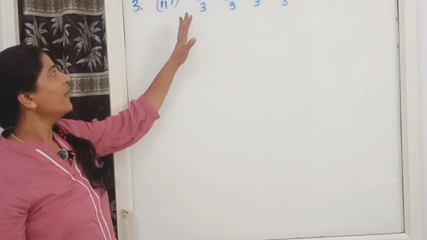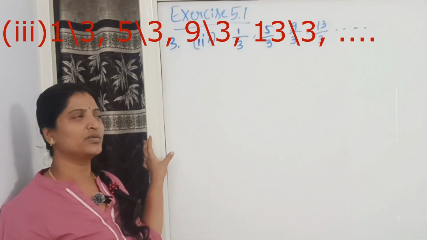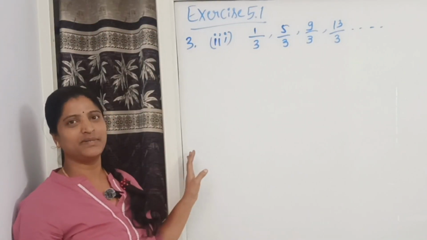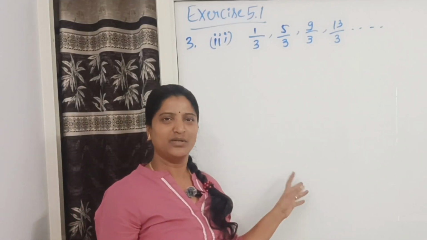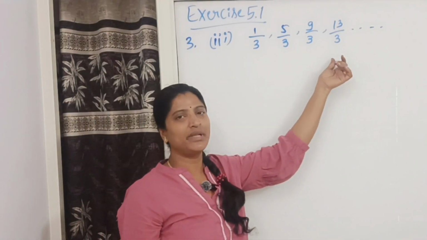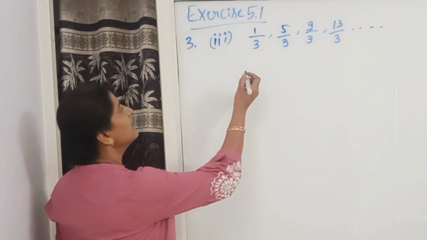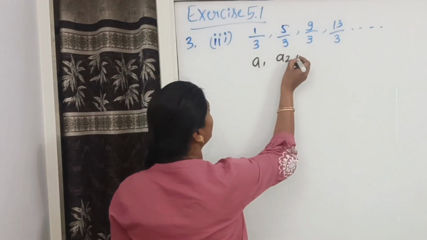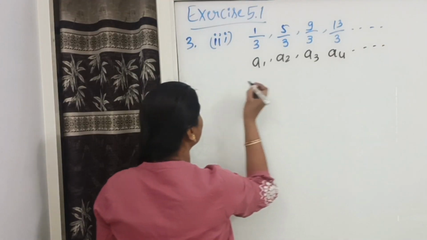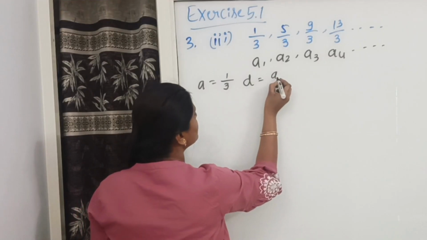Let us see two more sums here. Children, the third one is 1 by 3, 5 by 3, 9 by 3, 13 by 3. By seeing this only, fractions are given, is it not? Most of the children think, oh, it is better not to touch this big sum. But really, observe properly: if the denominator is equal, we can go through easily. Come, let us see. And this is nothing but A1, A2, A3, A4. So what is our first term? 1 by 3.